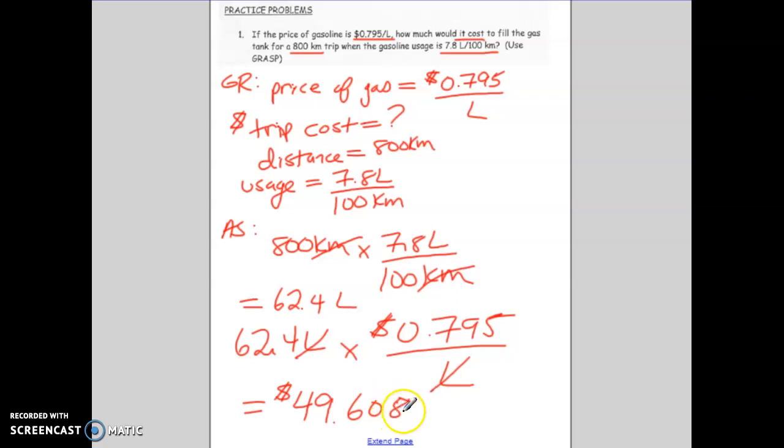Now, normally what you would do is look at the data given in this question and determine how many significant digits you would need to report this answer to. So, for example, the number 800 has one significant digit. 0.795 has three significant digits. And here we have 7.8 for every 100 kilometers, which is a conversion factor, so we can't actually look at this value. So between these two, it would be one significant digit.